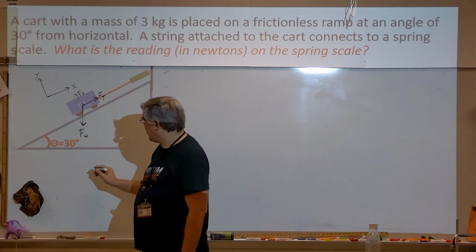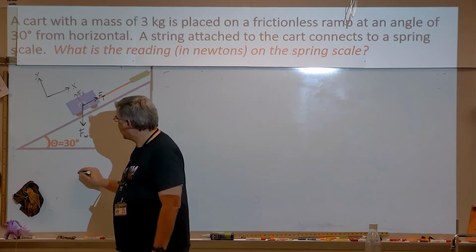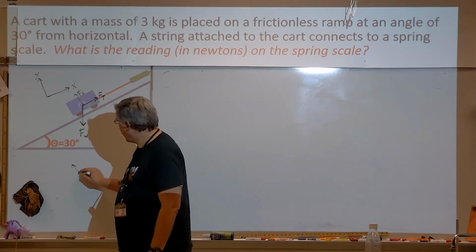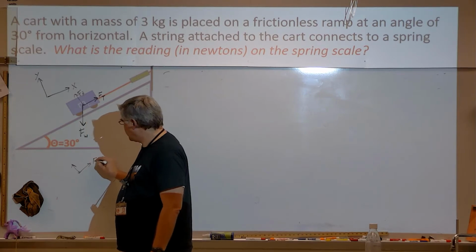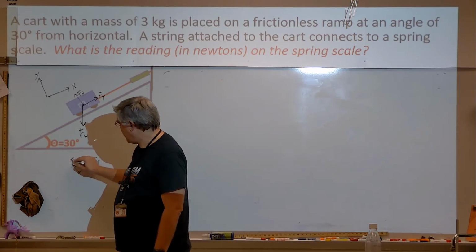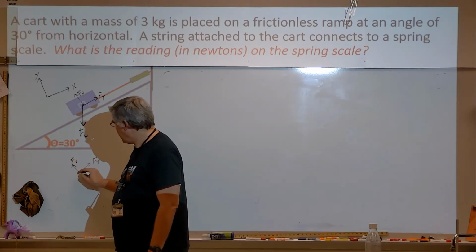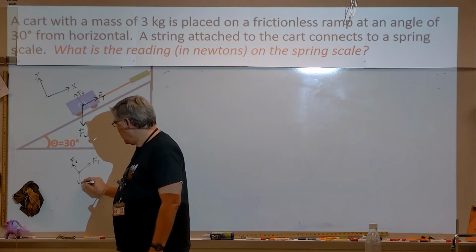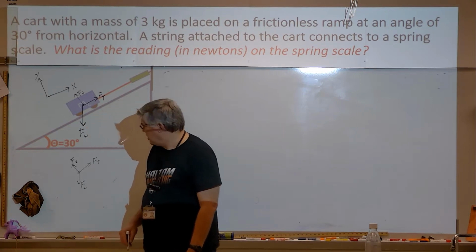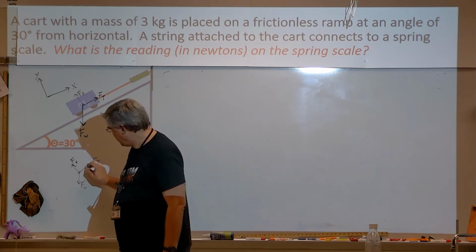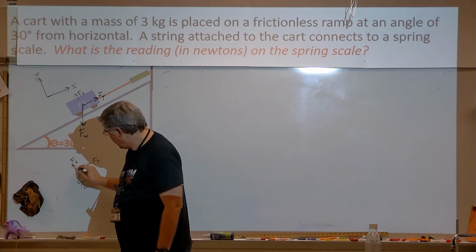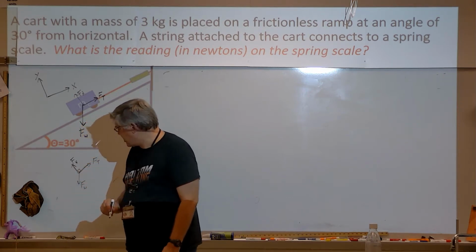If I were to draw a free body diagram, I would draw it exactly like that. So I have my force of tension, I have my force normal, and I have my force of weight or force of gravity, like that, with this one here and this one here being at right angles to each other.